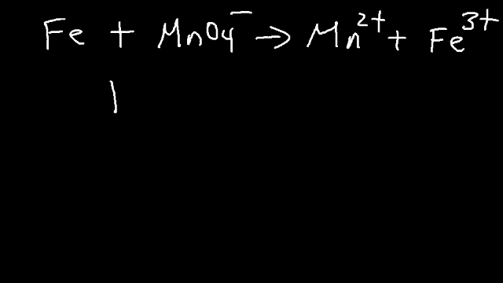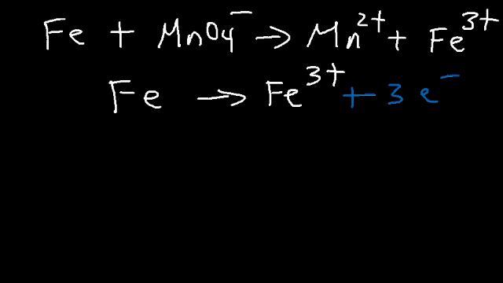So let's begin. Fe is going to turn into Fe3 plus, and we need to balance the charges by adding 3 electrons to the side with the higher charge. So we're finished with the oxidative part of this redox reaction. Now let's move on to permanganate.